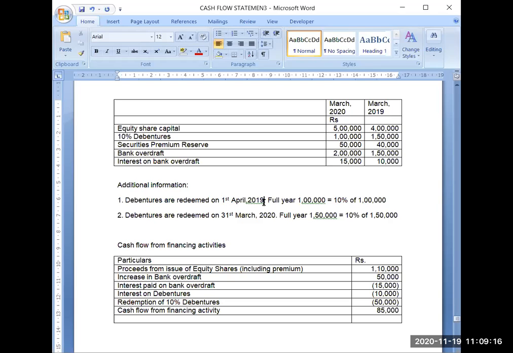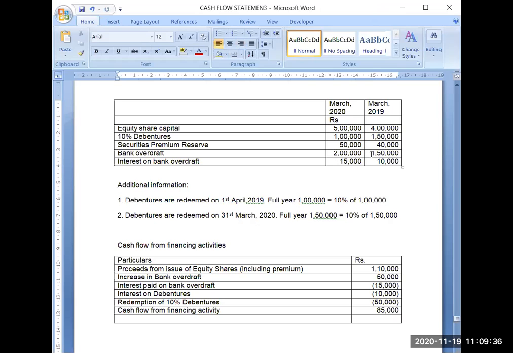See, on 1st April 2019, if you are redeeming 50,000, you are redeeming at the beginning. Out of 1,50,000, you have returned 50,000 on the very first day of the year. So your debenture balance will be 1 lakh for the full year. So obviously then you are calculating interest on 1 lakh.